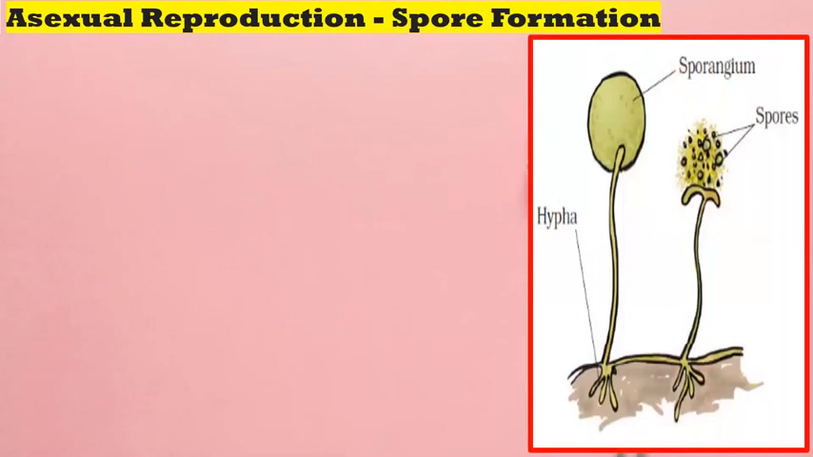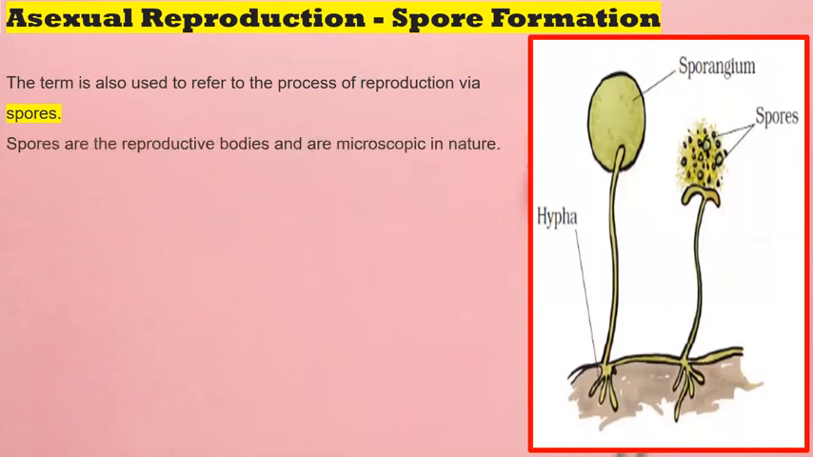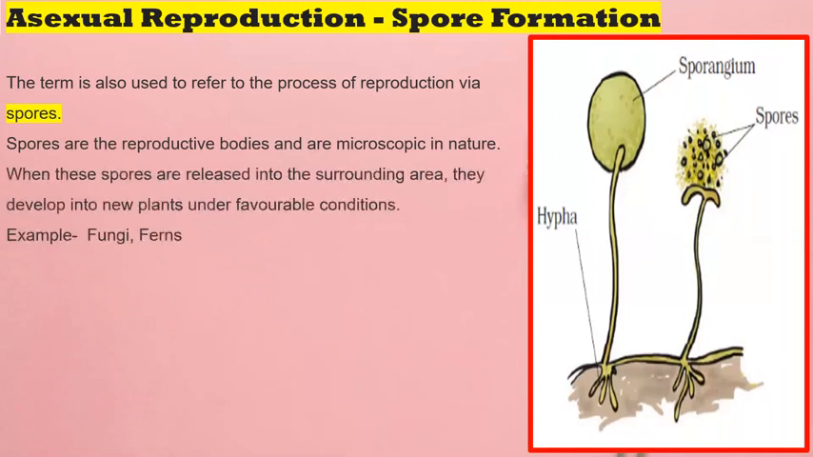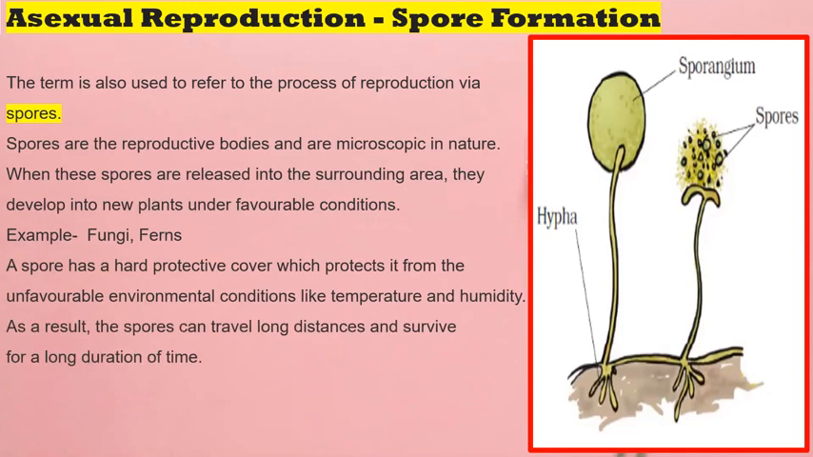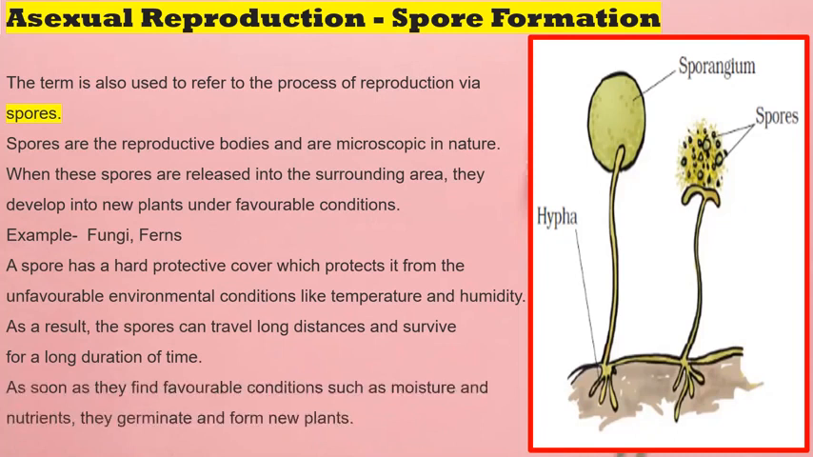Spore formation or sporulation. The term is also used to refer to the process of reproduction via spores. Spores are the reproductive bodies and are microscopic in nature. When these spores are released into the surrounding area, they develop into new plants under favorable conditions. Example, fungi, ferns. A spore has a hard protective cover which protects it from the unfavorable environmental conditions like temperature and humidity. As a result, the spores can travel long distances and survive for a long duration of time. As soon as they find favorable conditions such as moisture, warmth, and nutrients, they germinate and form new plants.